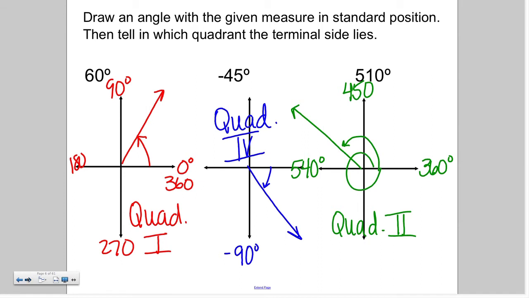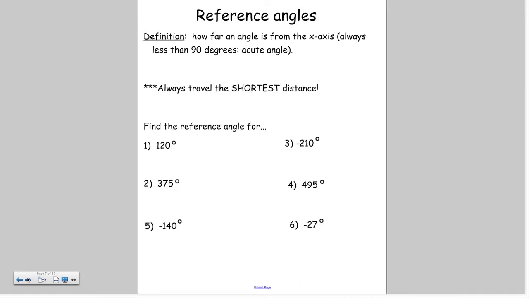Okay? The next thing are reference angles. A reference angle is how far an angle is from the x-axis. Because it's talking about distance, it is always a positive answer. No matter if your angles are negative, your reference angle is always positive. It's always the shortest distance. So if your reference angle is over 90 degrees, you haven't gone the shortest distance, so you need to go a different way. So it should always be an acute angle, which you'll see what that means.